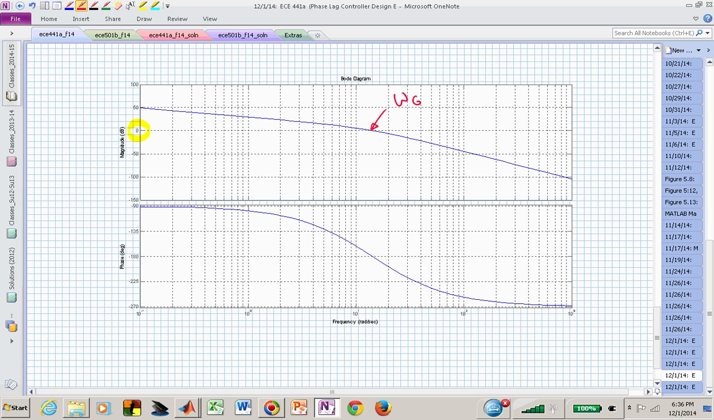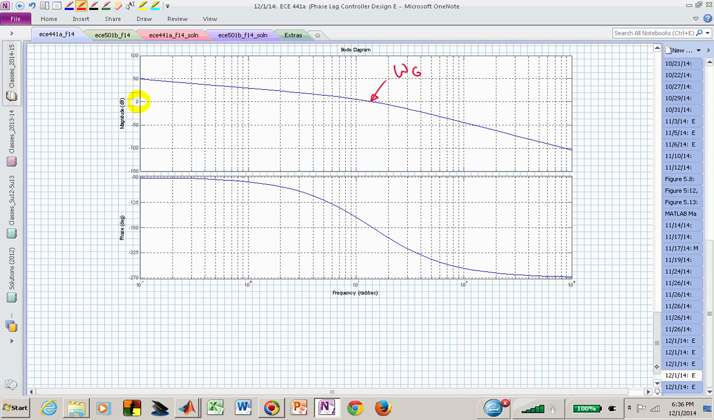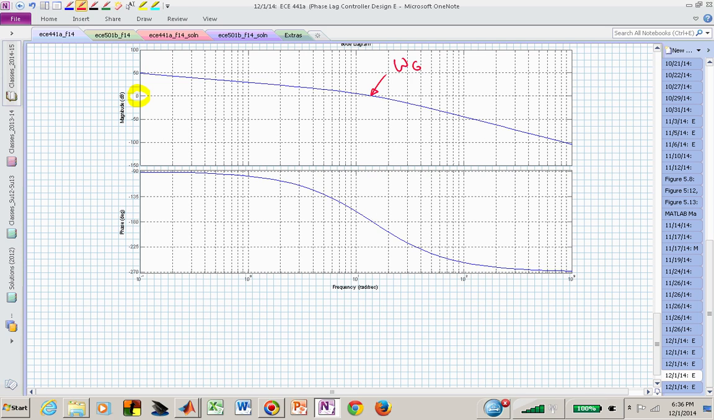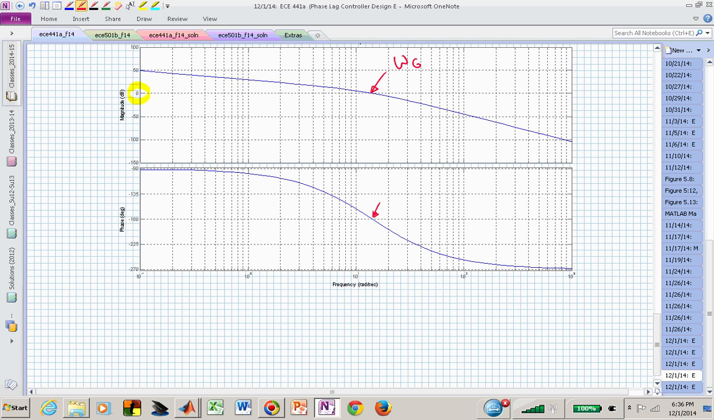I'm going to just assume that that's about 14 radians per second. And if I go down to the same location, I'm looking for how much more phase can I introduce before I reach minus 180 degrees, and it looks like I'm almost right at minus 180 degrees.